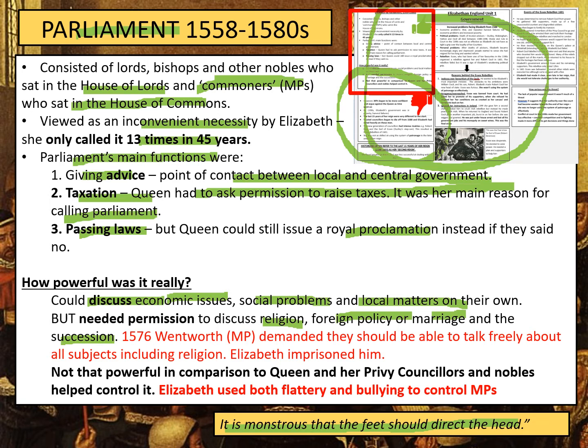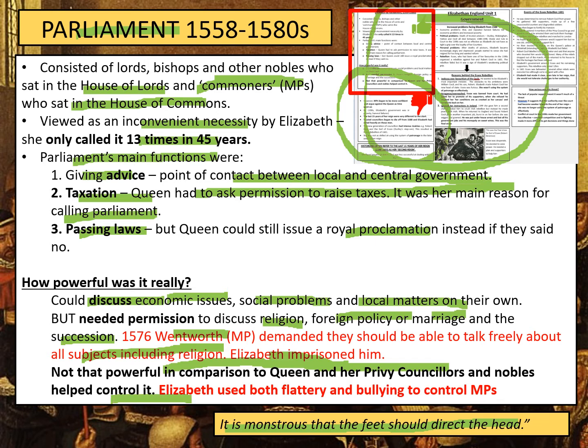Now, in 1576, an MP called Peter Wentworth demanded that the MPs should be allowed to talk freely about all subjects, including things like religion. Elizabeth wanted to make a show of the fact that she had more power than them and that they shouldn't be allowed, and therefore she imprisoned him in the Tower of London. So when we think about how powerful Parliament was at this point, it wasn't that powerful in comparison to the Queen and her Privy Councillors and the nobles that helped her control it.